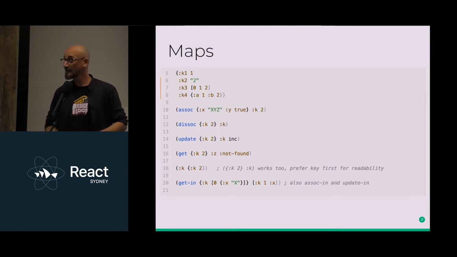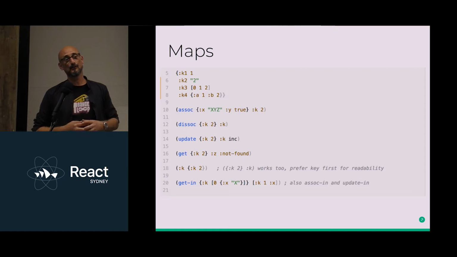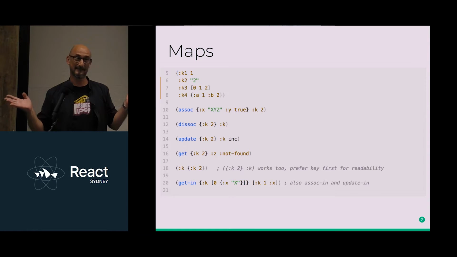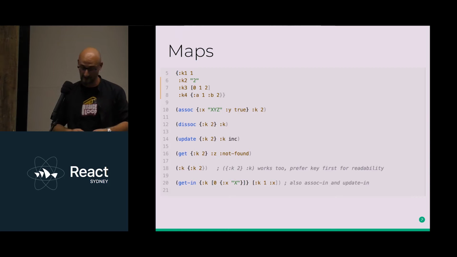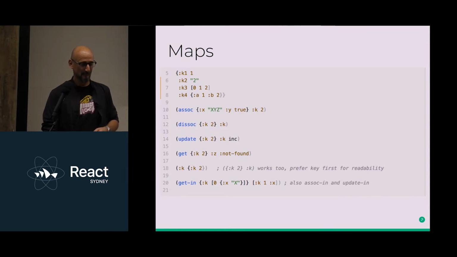Why is it important? Because in Clojure, we build the whole application state, what you call the store, as a single object, a single map. So you need to be able to navigate within this data structure with such functions.